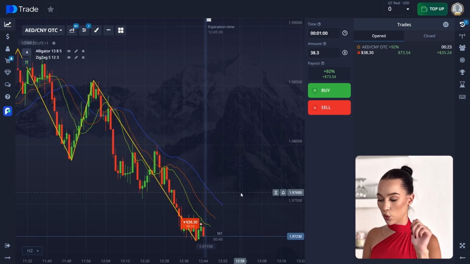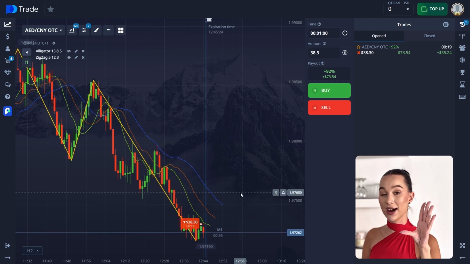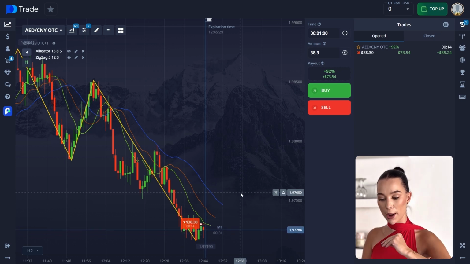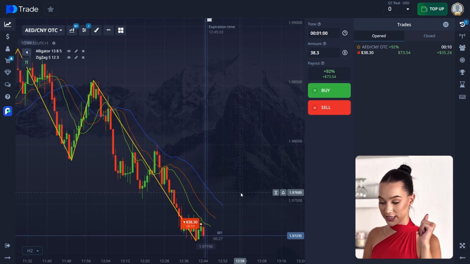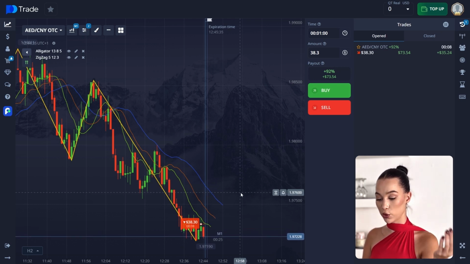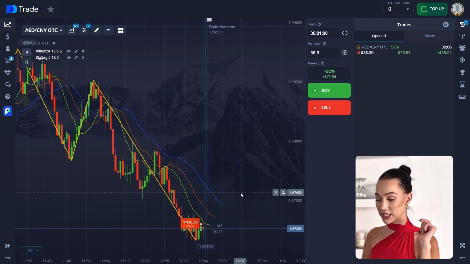But if we see, for example, as it was before, that all the lines of alligator are crossing each other and there is no distance between them, that means it's better not to open a trade there. It's a flat or some difficult situation on the market, and that means literally that alligator is sleeping. And after that, alligator starts opening his mouth because he woke up and he wants to eat. And we can see some downward trend in this kind of situation because all of the lines are going lower in the same direction and there's a distance between them.